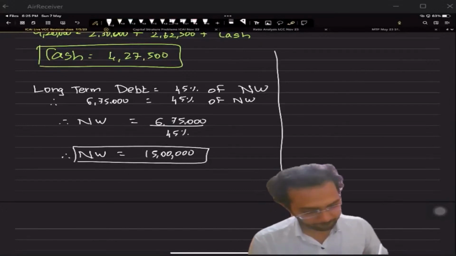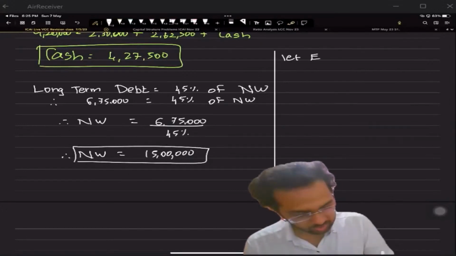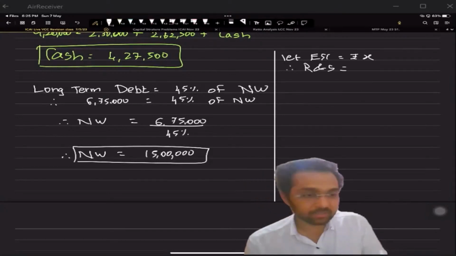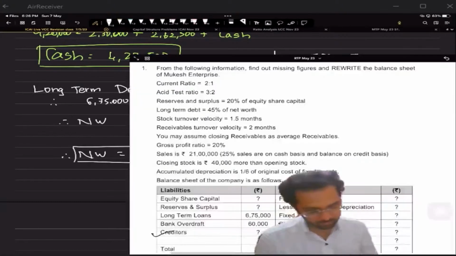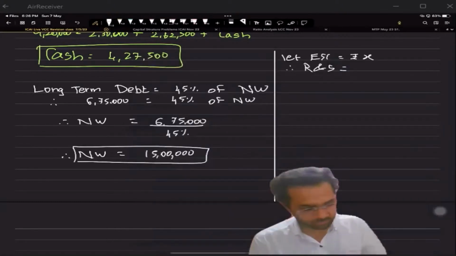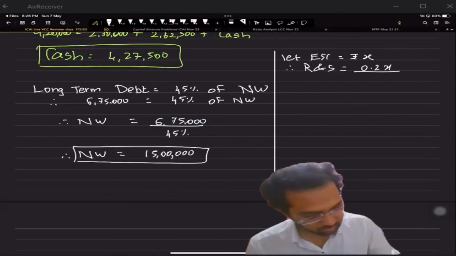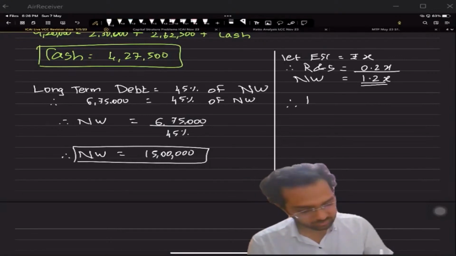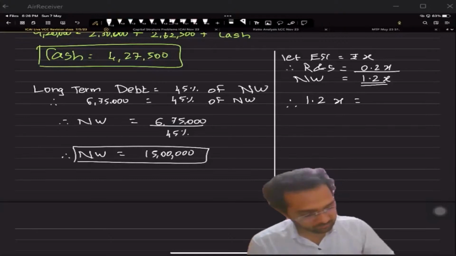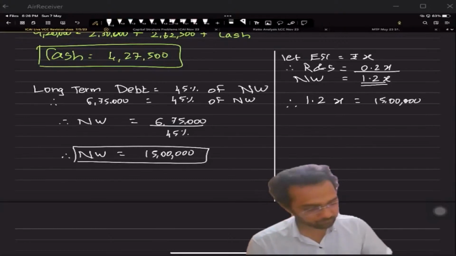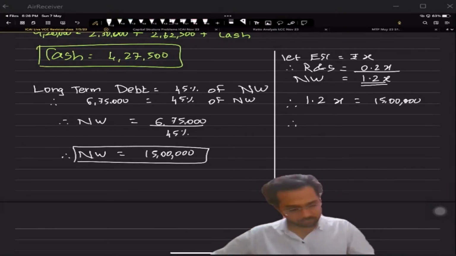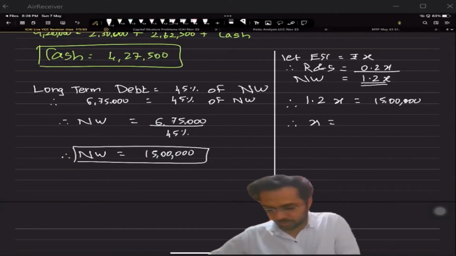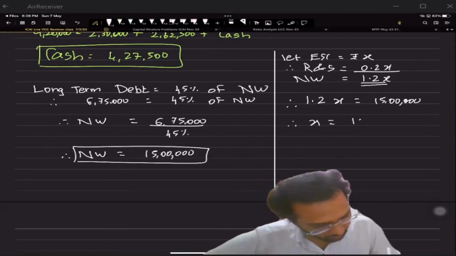So regarding that, we have the reserves and surplus to be 20% of equity share capital. So if I take, let equity share capital is equal to rupees X. Therefore, reserves and surplus will be 20% of equity share capital, which is 0.2x. So this total works out to be 1.2x, which is the net worth figure. So we'll say therefore 1.2x is 15 lakhs. And therefore, the value of x will work out to be 15 lakhs divided by 1.2, which is 12,50,000.